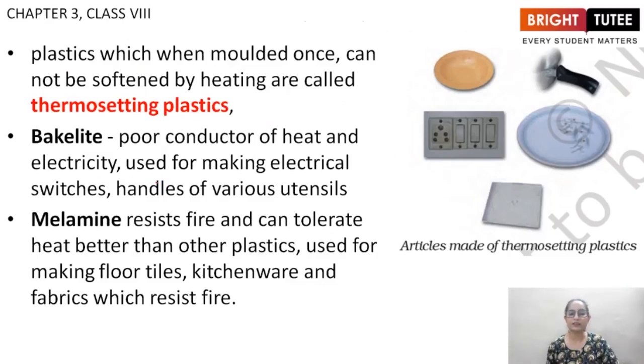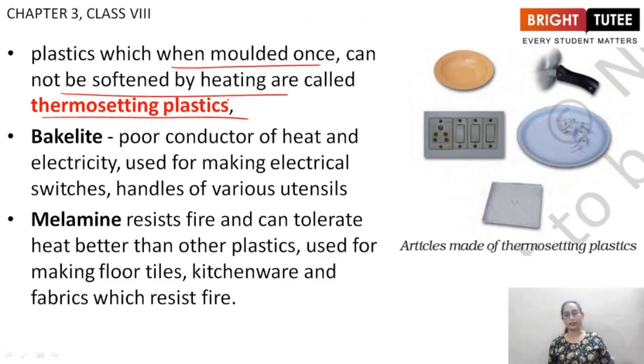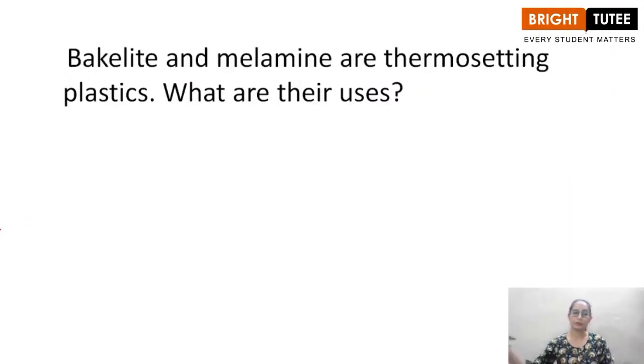The second kind of plastics are thermosetting plastics, alright? So these are the plastics which when molded once cannot be softened by heating. So they break when you heat, they cannot be molded into a different shape once they have been molded into one shape. Alright. So examples of these plastics are bakelite and melamine. Alright. The next question is about these two only. Bakelite and melamine are thermosetting plastics.